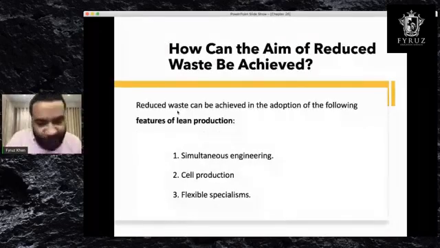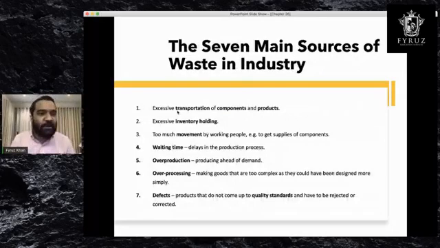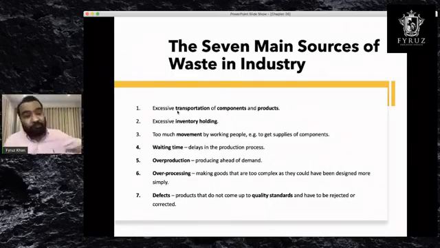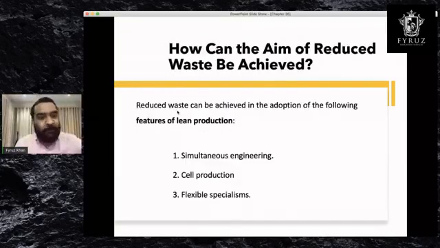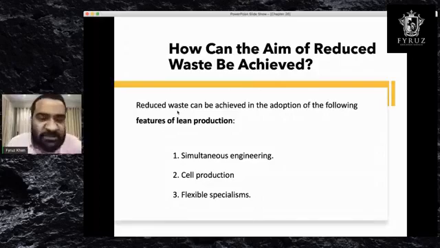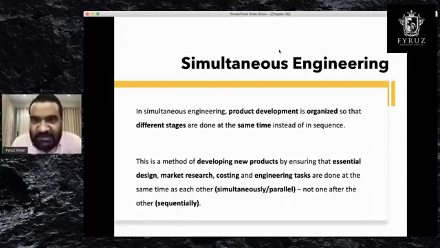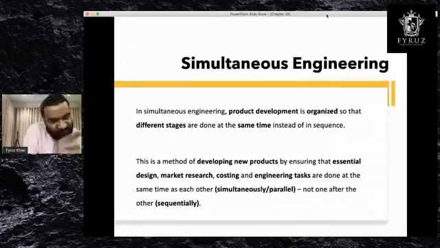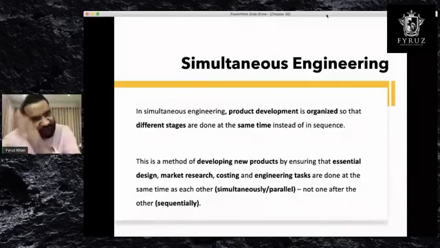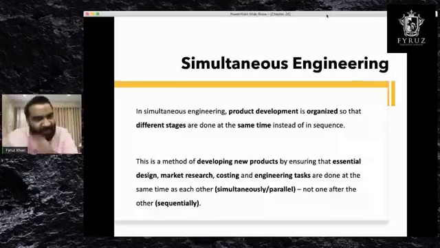So how can you solve this problem? We've talked about the 7 problems. How can we solve these problems? These problems definitely can be solved by using 3 methods. We'll start with the first, simultaneous engineering. The word simultaneous itself means at the same time. The old way is, okay, I will finish this and then I will do that, and after that I'll do this. I'll do A, I'll do B, I'll do C.